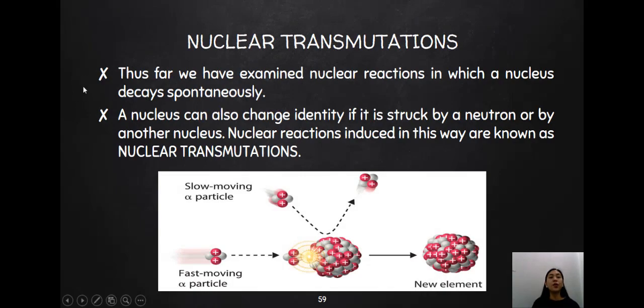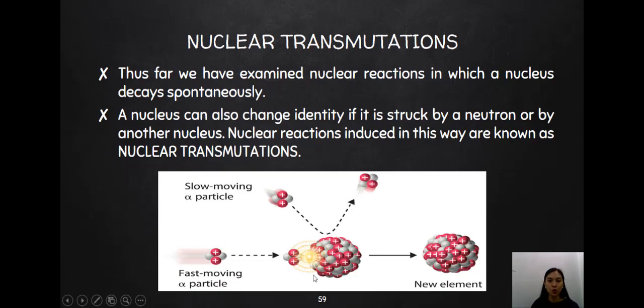So, it says here, thus far, we have examined nuclear reactions in which a nucleus decays spontaneously. So, we have been talking about how a nucleus or a nuclide decays. However, the nucleus can also change its identity by transmutation. If that particular nucleus is struck by a neutron or by another nucleus, nuclear reactions induced in this way are known as nuclear transmutation.